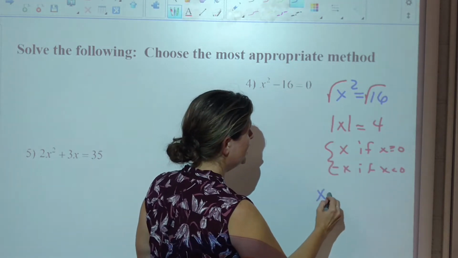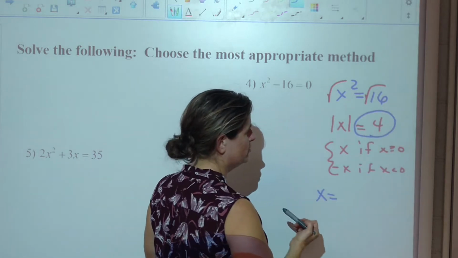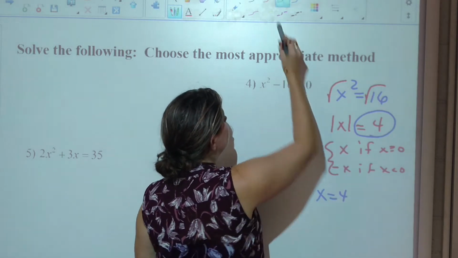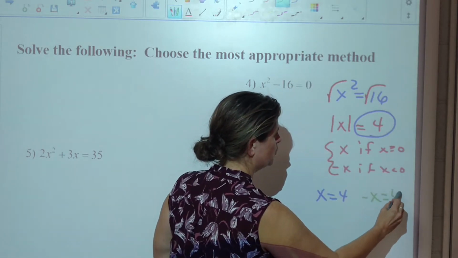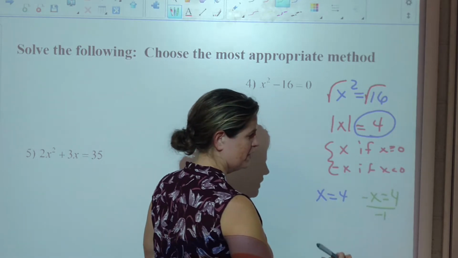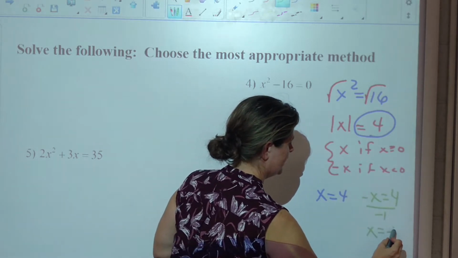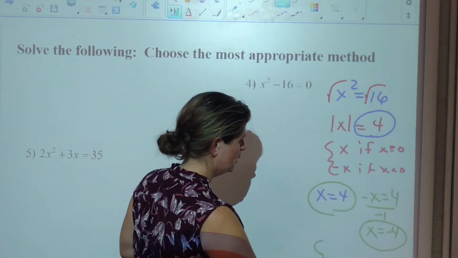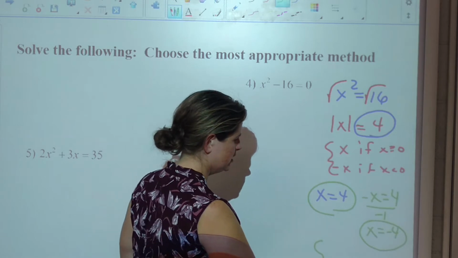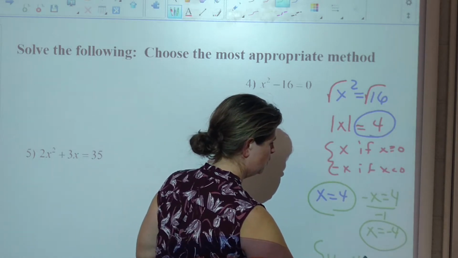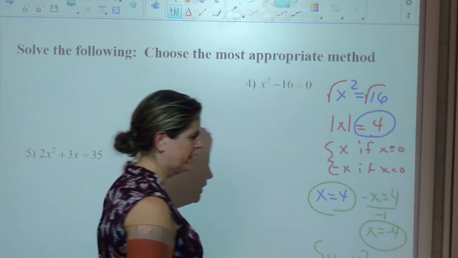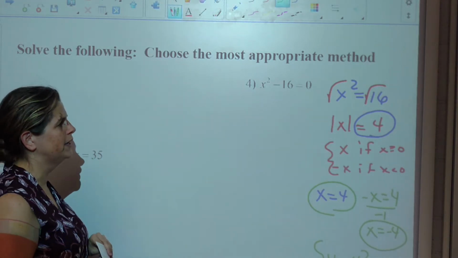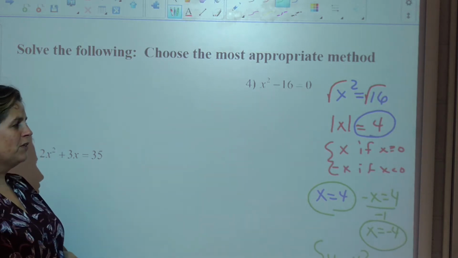So I would say x equals whatever the absolute value equals, so it equals 4. I also have to say negative x equals 4 as well. So divide by -1 and we get x equals -4. That gives us our two solutions. And we can write those as a solution set of 4 and -4. This is not an ordered pair. That is a set. The brackets tell you it's a group of numbers, not an ordered pair. If you did that, that would be fine.